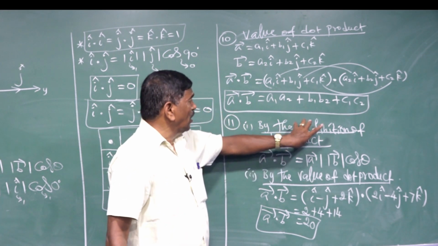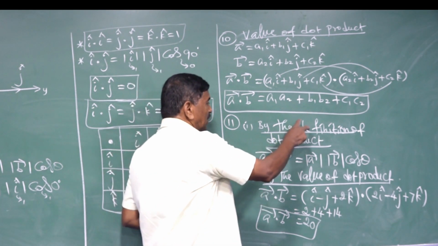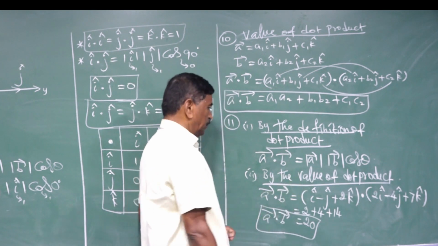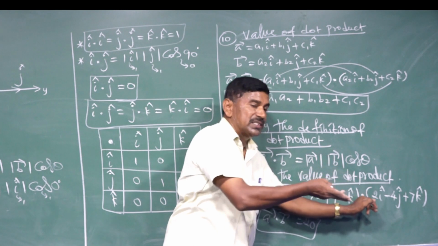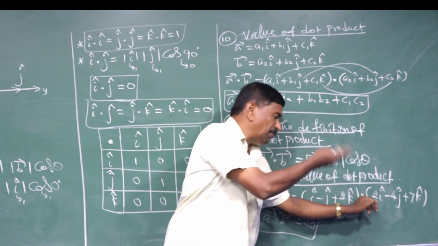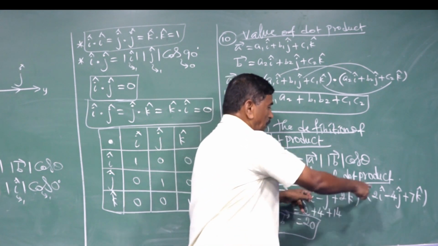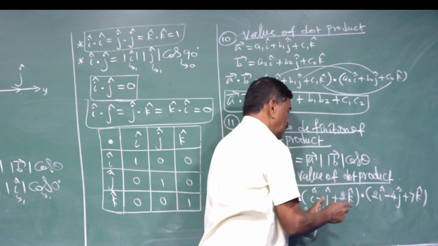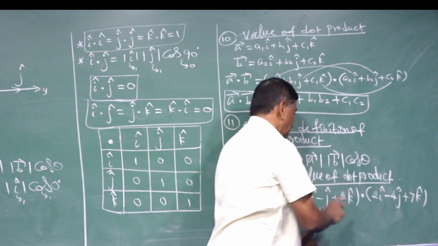So the dot product can be expressed in two ways: one is by the definition of the dot product, and the second is by the value of the dot product. If the dot product is defined between the two vectors, it is enough to multiply only the coefficients. i to i gives 1 times 2 is 2. j to j, 1 times 4 is 4, minus into minus is plus. k to k, 2 times 7 is 14.